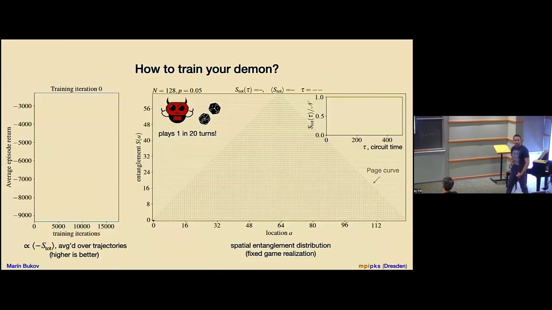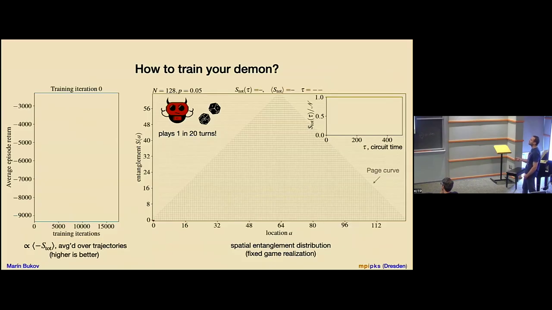Okay, so now let's see how this agent actually learns. What I'm going to play for you now is a learning movie. So here, there are two plots on that slide. On the left, you're going to see the figure of merit. You can think of this quantity as being proportional to the negative average entanglement over trajectories. What you should know is that lower values mean bad performance and higher values mean good performance. The more interesting plot is here on the right, where you see the entanglement distribution as a function of the bonds, or I call them locations here.